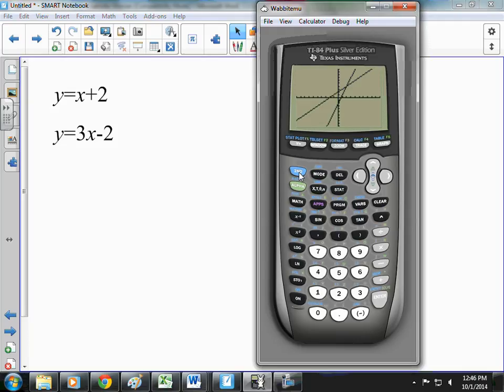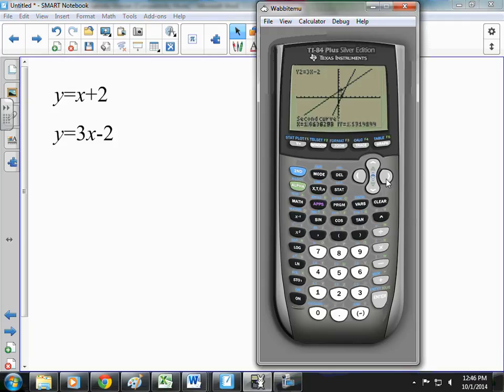Now I'm going to go to second calculate, and it's going to give me a lot of different things that I could calculate for this system. I'm going to go down to intersect, enter. Now what it's asking me for, I'm going to press left and right, and go to the left hand side of the intersection. If the intersection's here, I'm going to go to the left and press enter.